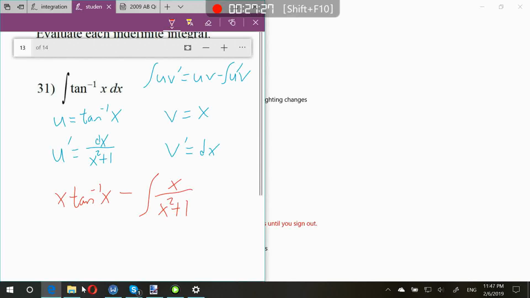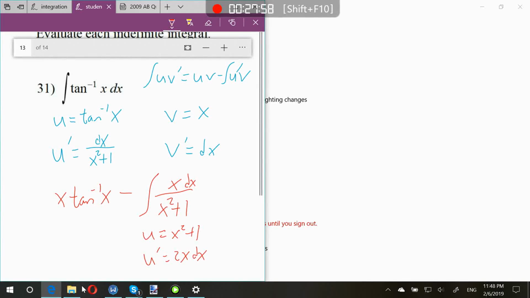If I wanted to integrate this using u substitution, what could I do? Substitute u for x squared plus 1. Okay, so that means my u prime would be 2x dx. I don't have a 2 on top, and I need a 2 to substitute for u prime. So what can I do? Times 1/2 to the whole integral.